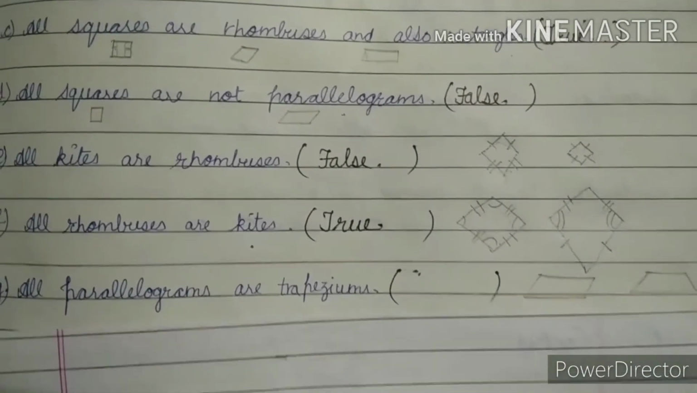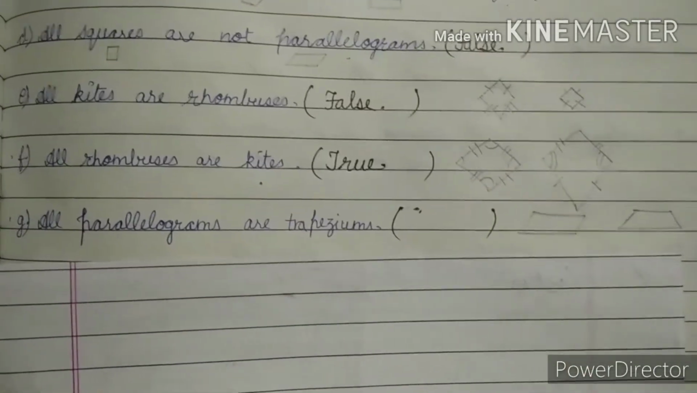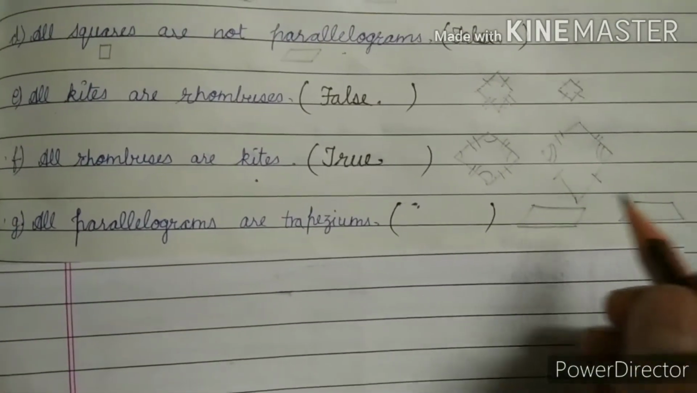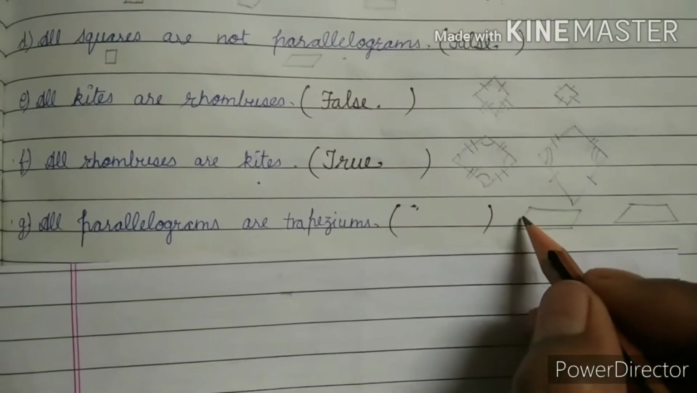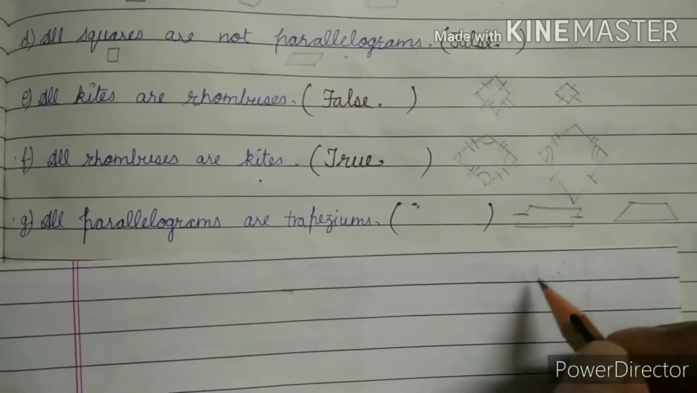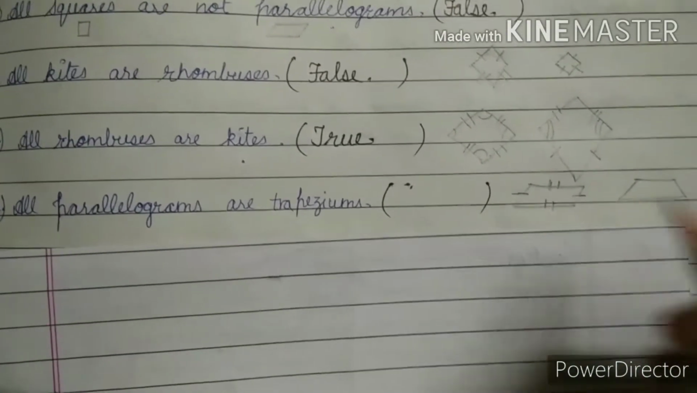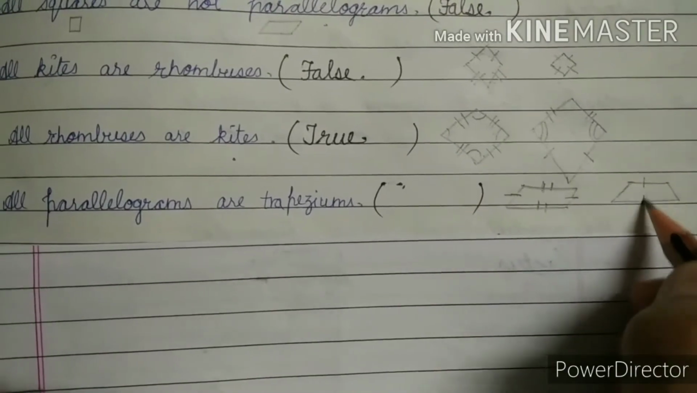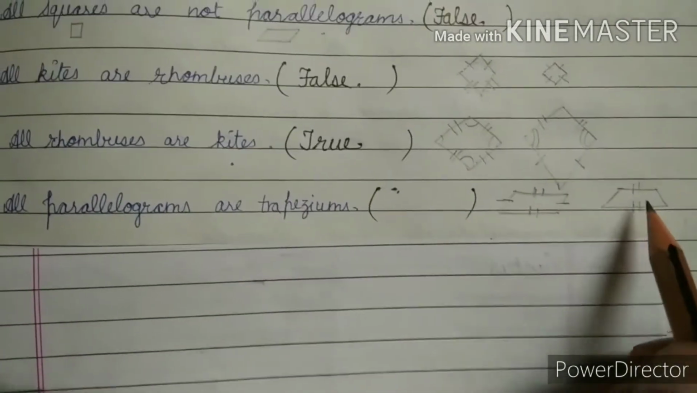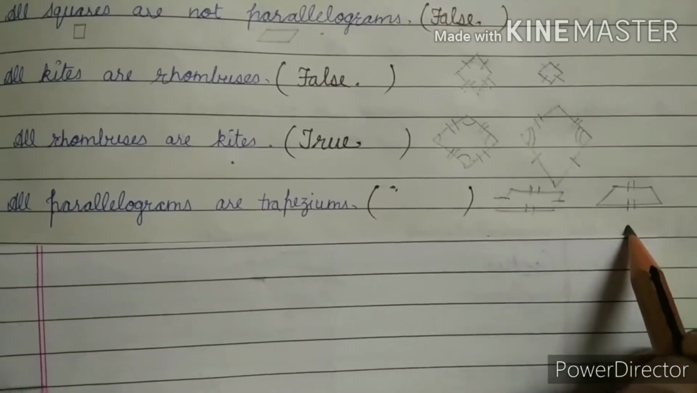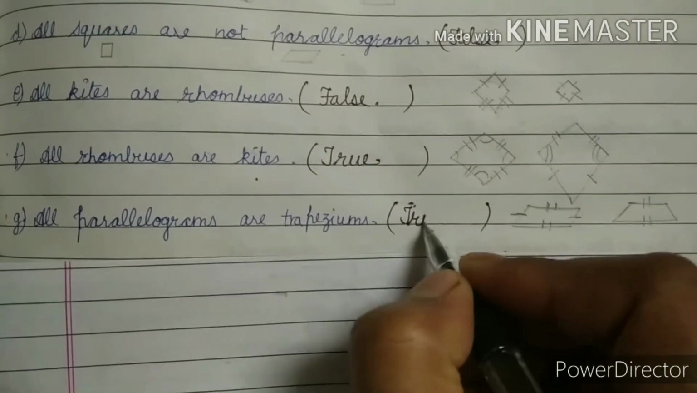Now G question is all parallelogram are trapezium. In the parallelogram we already know that opposite sides are parallel to each other. It means this side is parallel to this side, and this side is parallel to this side. In the trapezium we have at least one pair that are parallel to each other. If we get at least one pair, we can say yes, it is true.